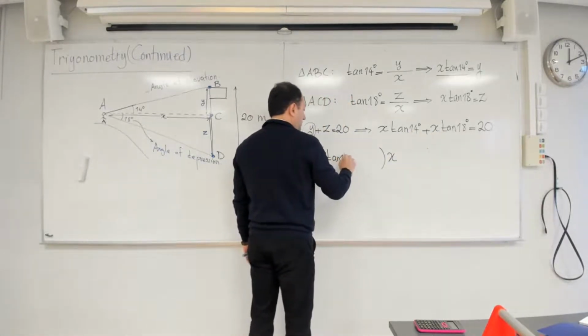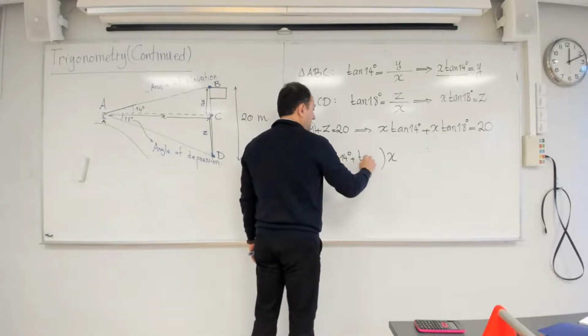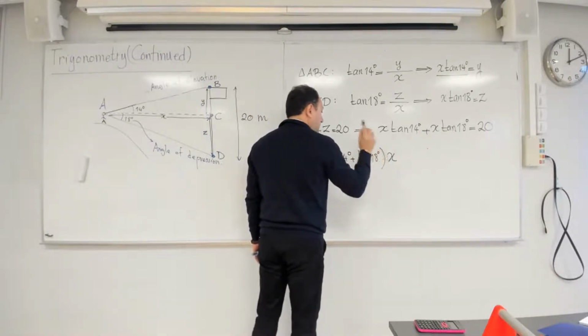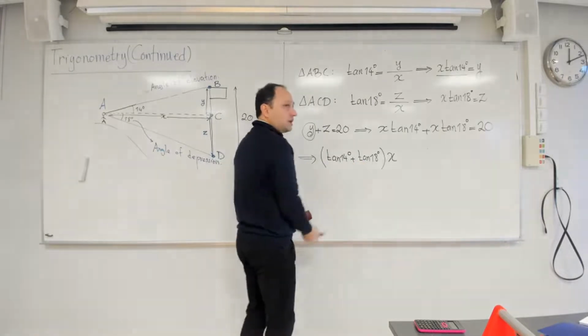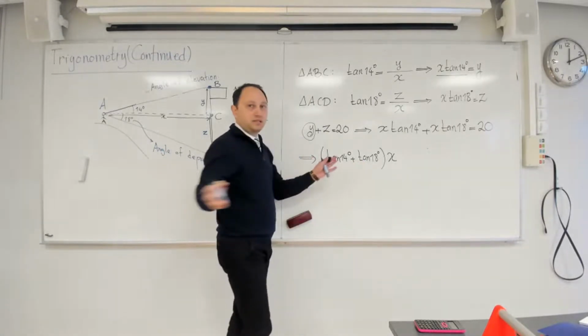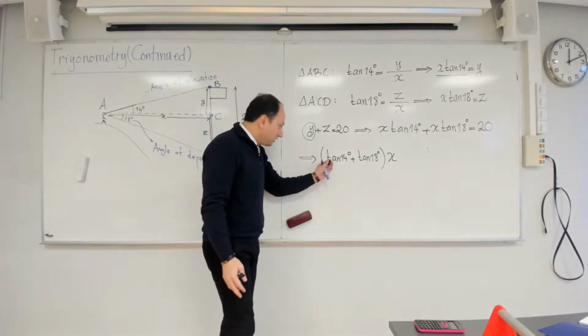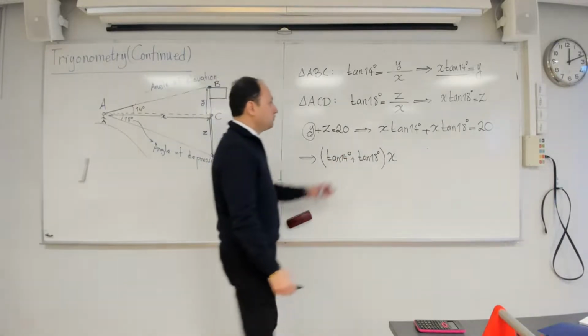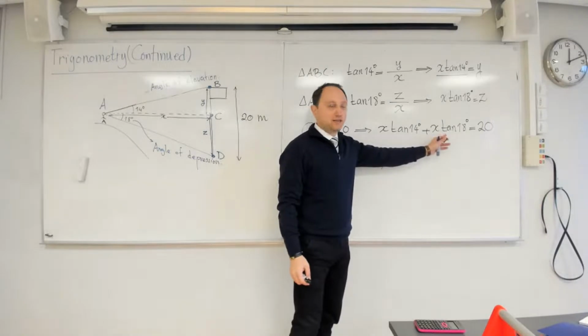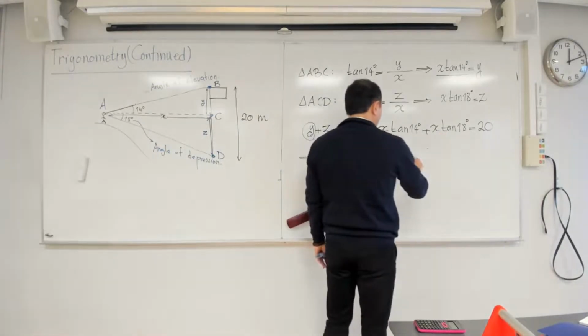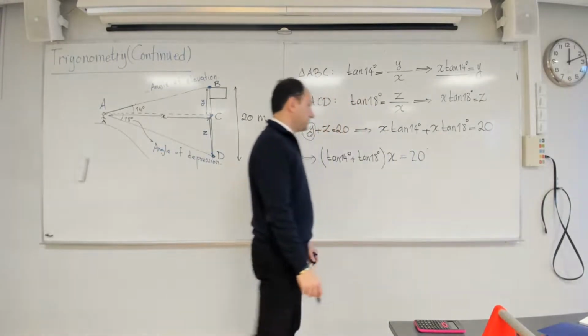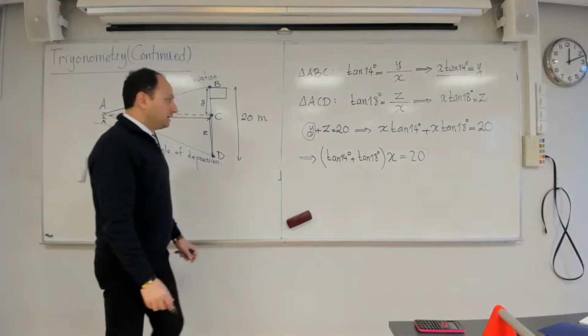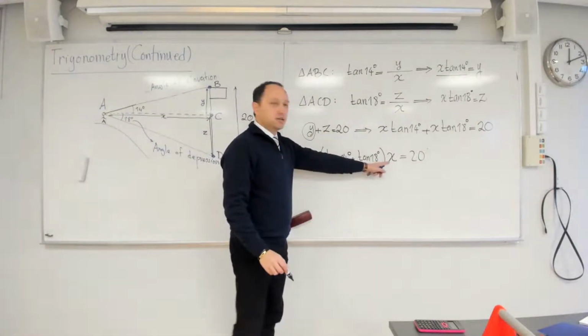Tangent of 14 plus tangent of 80. What I want you to really understand is that these are just numbers. The reason this becomes a little big is that I don't know the numbers. Otherwise, I would put them here. If you want to, of course, you can use the calculator here, but I want you to learn working with exact numbers. Okay, now my goal is to find x.